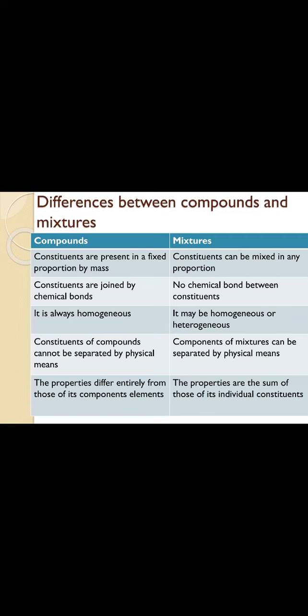Another difference is that compounds are joined by chemical bonds. There must be a process of chemical bonding before it can be called a compound. For mixtures, there is no presence of chemical bonds. We also have another difference: compounds are always homogeneous. That is, when we say homogeneous, it means they follow the same form. All the substances in that compound are in one form.